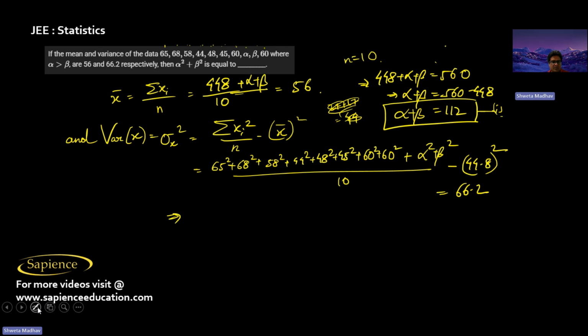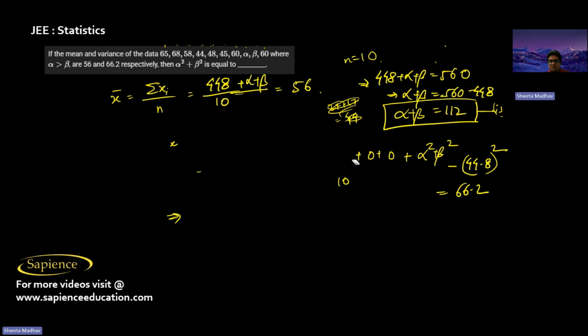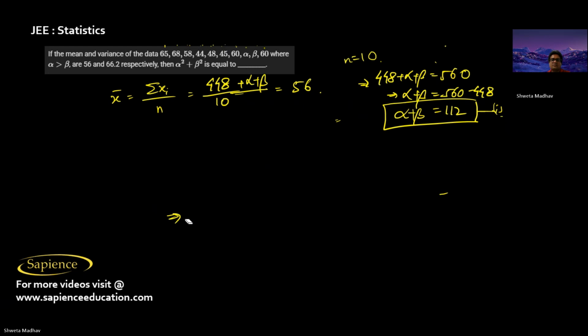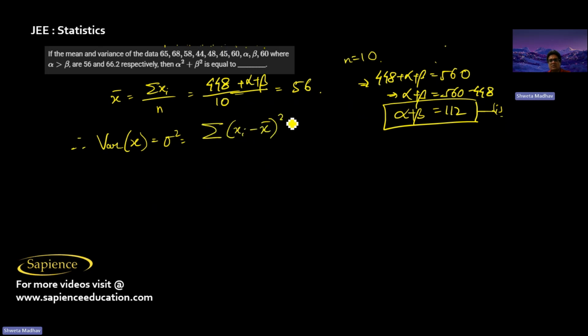And for variance, this way if we solve, the calculation will become complicated. So we will not do it this way. Variance of x, that is sigma square, that is equal to, actually you can say, summation of xi minus x bar whole square by n, means we have the mean squared deviation. Variance means mean of the squares of the deviations from the mean.